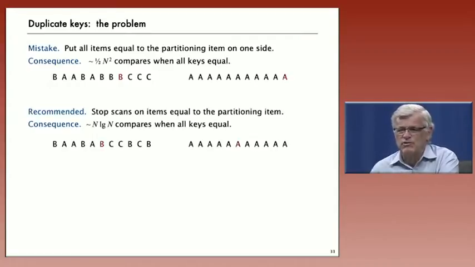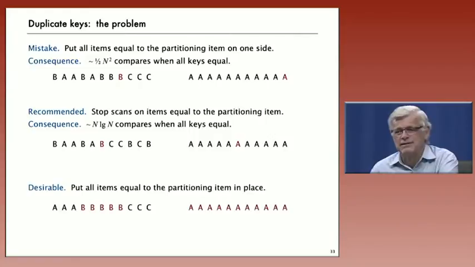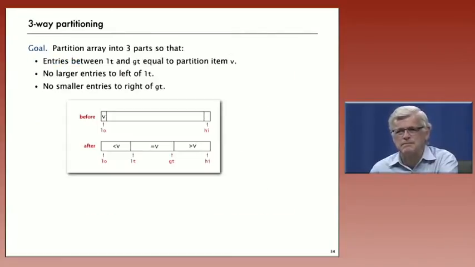In our implementation, we stop the partitioning scans on items equal to the partitioning item. And then when all the keys are equal, it's going to divide it exactly in the middle, and you get n log n compares. But actually, when you think about it, why don't we just put all the items equal to the partitioning item in place? That's really a desirable way to look at it. Let's take a look at that option.